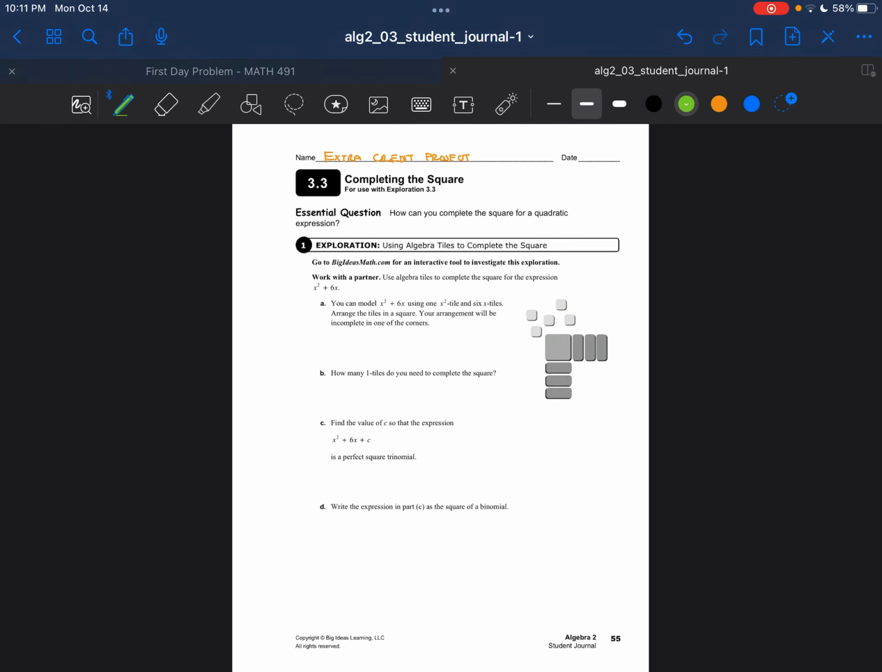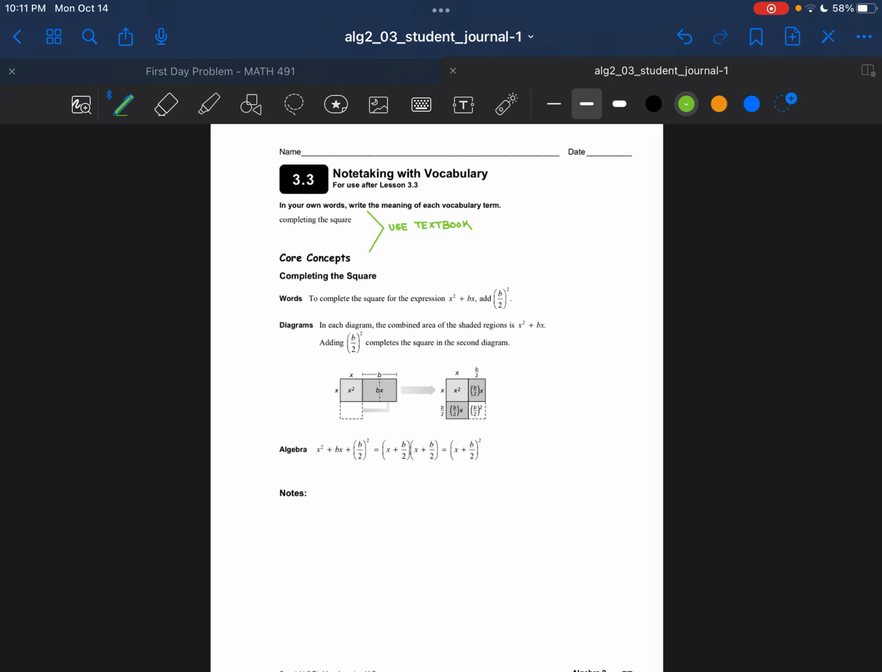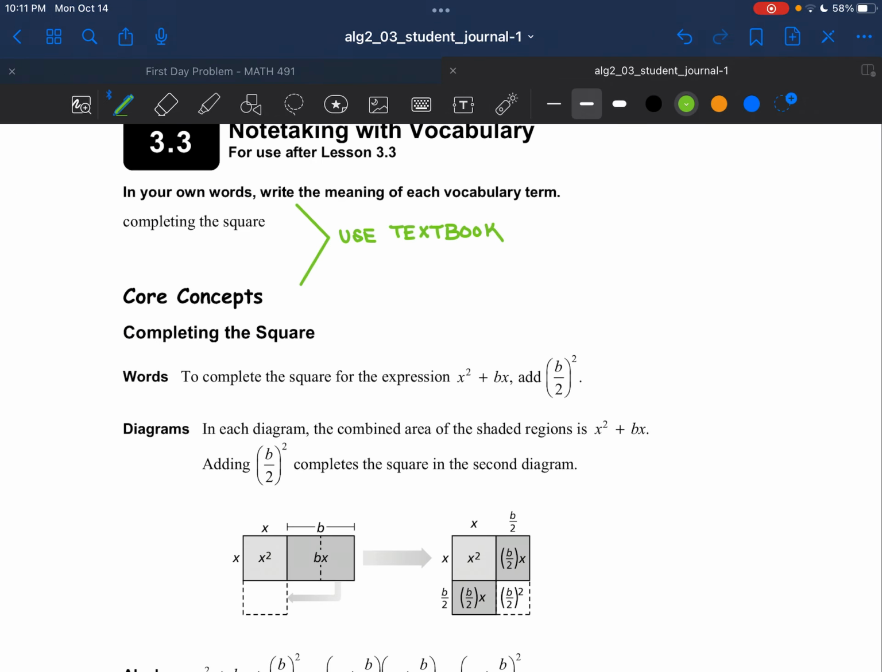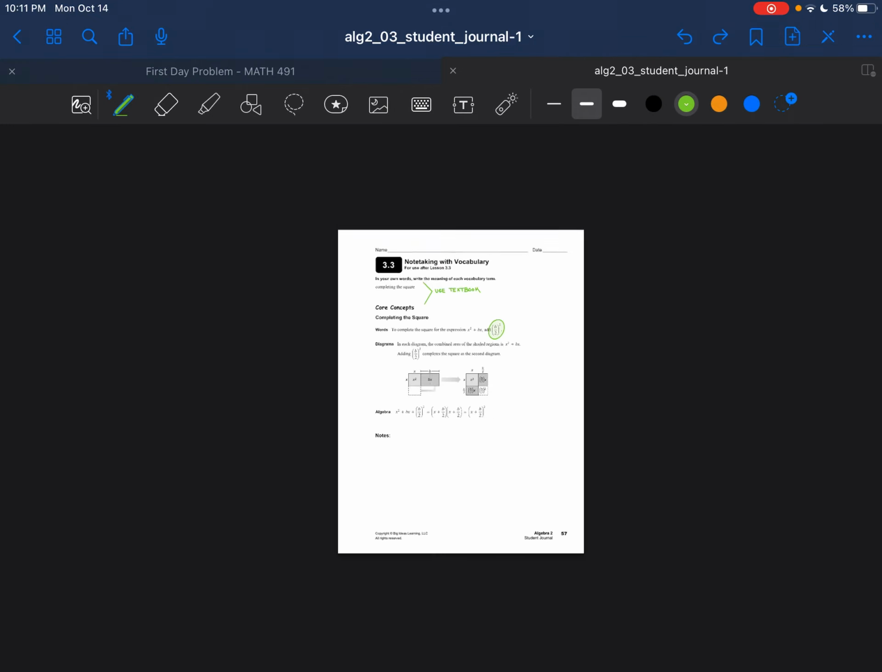Okay. 3.3, completing the square. Remember, completing the square is how we get the quadratic formula. First 2 pages are extra credit. Make sure you use your textbook to go ahead and fill in this vocab here, and then take a look at what needs to be done. So we're going to go ahead and go through this, but when we complete the square, we're adding a term, this term specifically, to go ahead and complete our square. So to make this rectangle here a square.